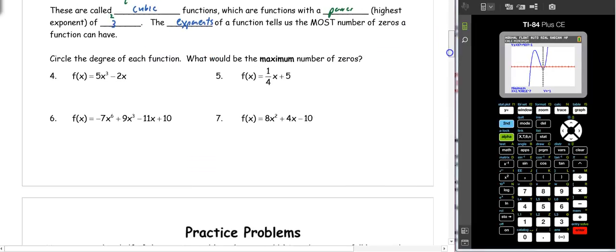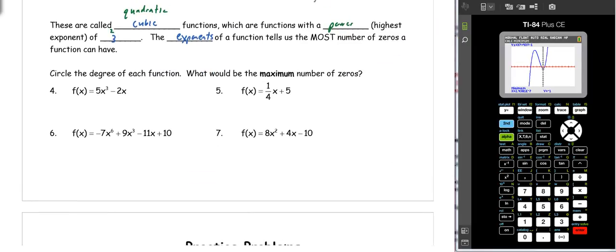So let's look at some functions and determine the number of zeros it could have. So in number 4, we have 5x cubed minus 2x. Well, x cubed is the highest exponent of 3, so we could have 3 zeros. Now, we don't always have to have 3 zeros from the graph, but that's the maximum number of times it would be able to cross the x-axis.